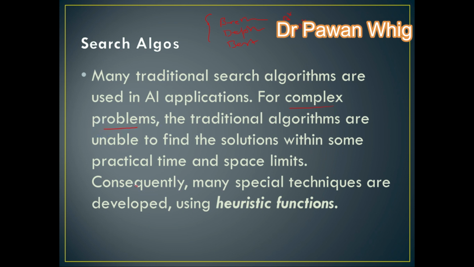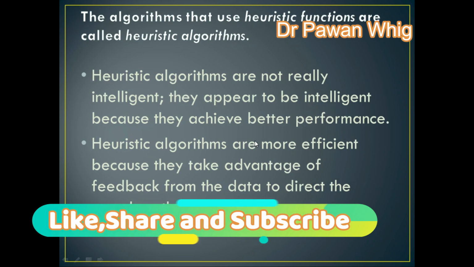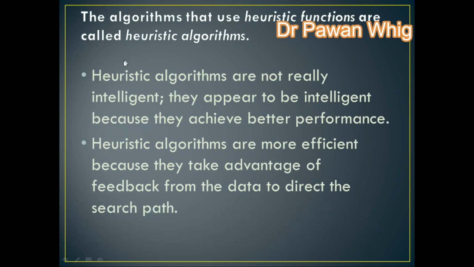So consequently, many special techniques are developed, such as heuristic function. We will cover it and I'll tell you how this heuristic function can be implemented with these simple algorithms to make it easy to solve the complex problem. The algorithms that use heuristic functions are called heuristic algorithms. Basically, these are simple algorithms in which we implement a heuristic function and it becomes a heuristic algorithm. Heuristic algorithms are not really intelligent. They appear to be intelligent because they achieve better performance. Heuristic algorithms are more efficient because they take advantage of feedback from the data to direct the search path.